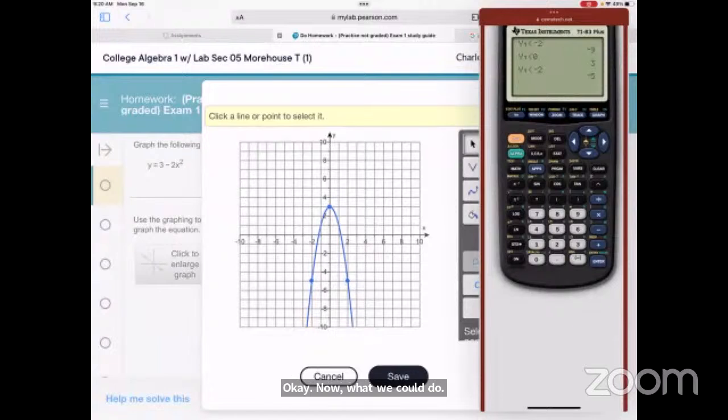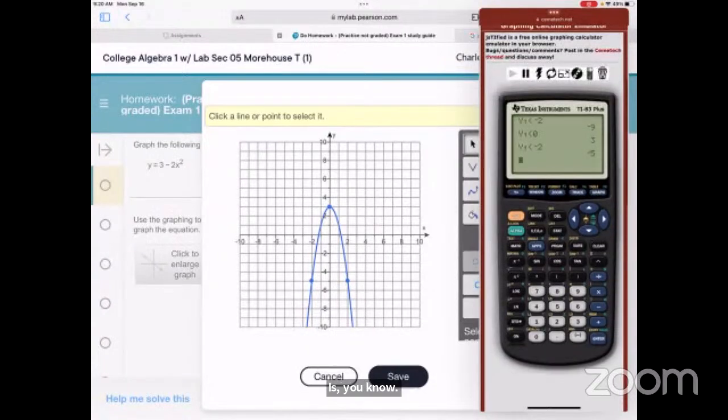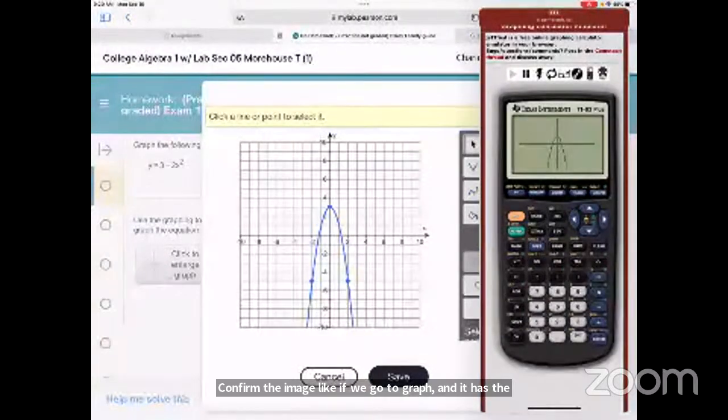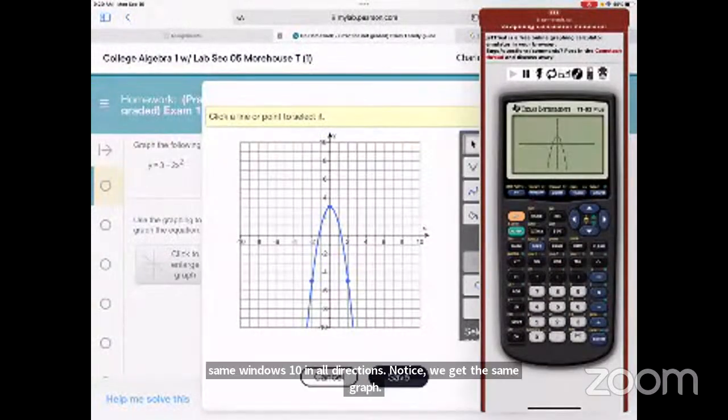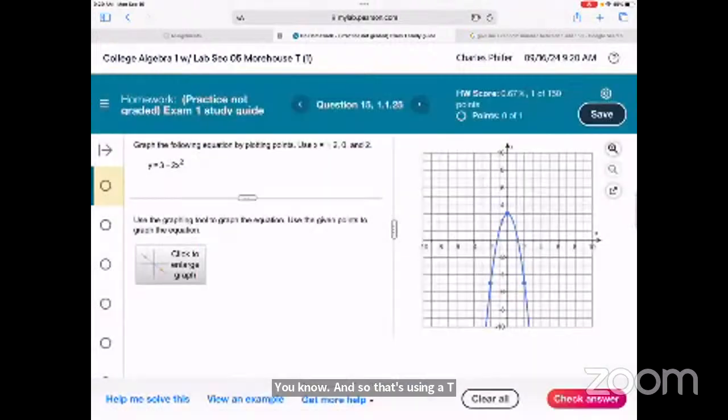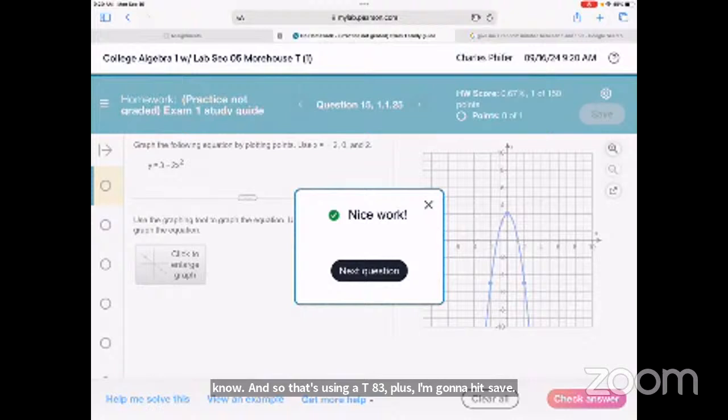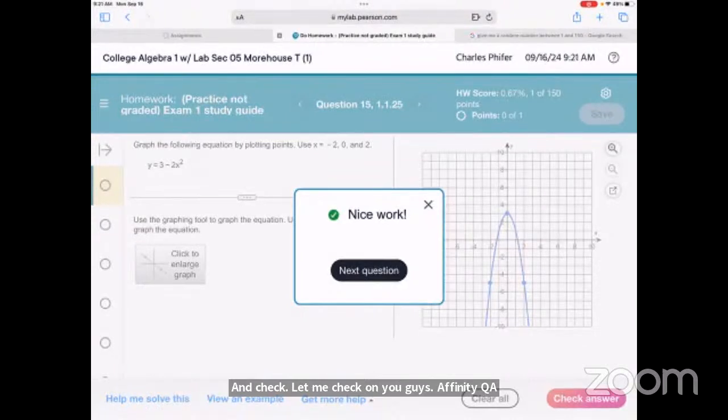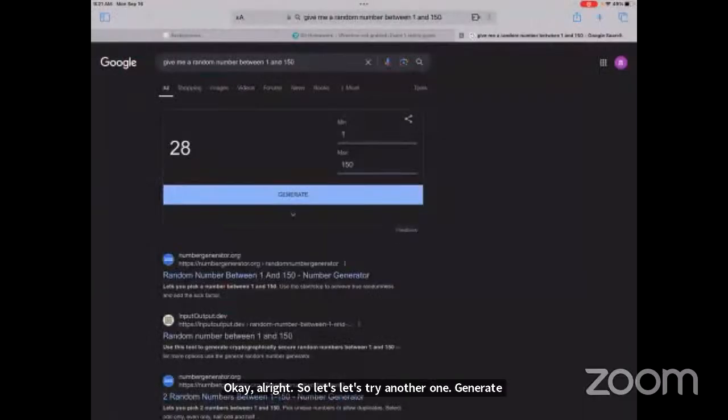Okay. Now, what we can do is confirm the image. Like if we go to graph and it has the same windows, 10 in all directions, notice we get the same graph. And so that's using a TI 83 Plus. I'm gonna hit save and check. Let me check on you guys. Negative infinity, Q&A looks good. Okay, we're good. Okay, all right. So let's try another one. Generate. Let's go to question 28.